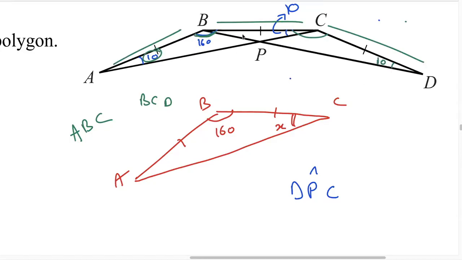On the other end, if BCD is 160, and when we take away this 10, it should be 150. And now we have these three angles. So P plus 150 plus 10 equals 180. That's 20 degrees.